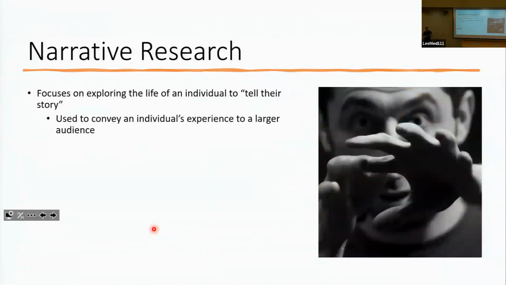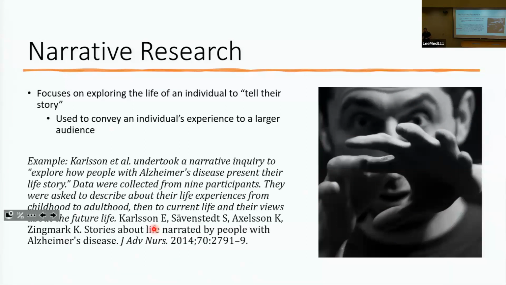Narrative research, again, sort of similar, focuses on exploring the life of an individual to tell their story. If you think about the narrator of a story, narrative research is essentially having the person tell their story to you. And it's used to convey an individual's experience to a larger audience. So for example, Carlson et al. undertook a narrative inquiry to explore how people with Alzheimer's disease present their life story. So if you have Alzheimer's disease and you give your story, what does that look like?